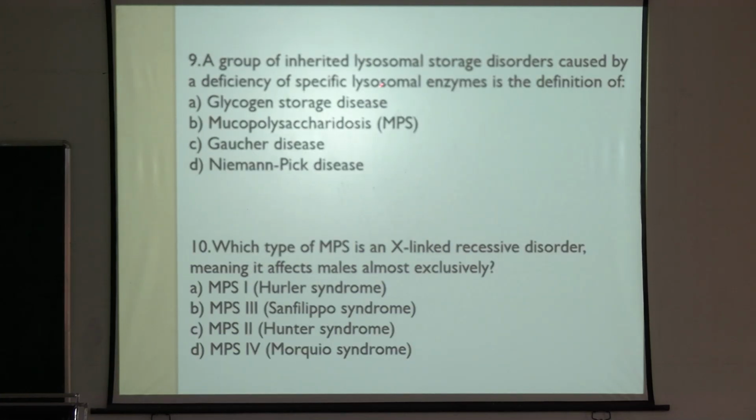Next. A group of inherited lysosomal storage disorders caused by a deficiency of specific lysosomal enzymes is the definition of mucopolysaccharidosis. Next, which type of MPS is an X-linked recessive disorder? Hurler, Sanfilippo, Hunter, Morquio. Hunter. How to remember? X-linked, Hunter. Mostly Hunters are male. So the X-linked disease is Hunter's disease.